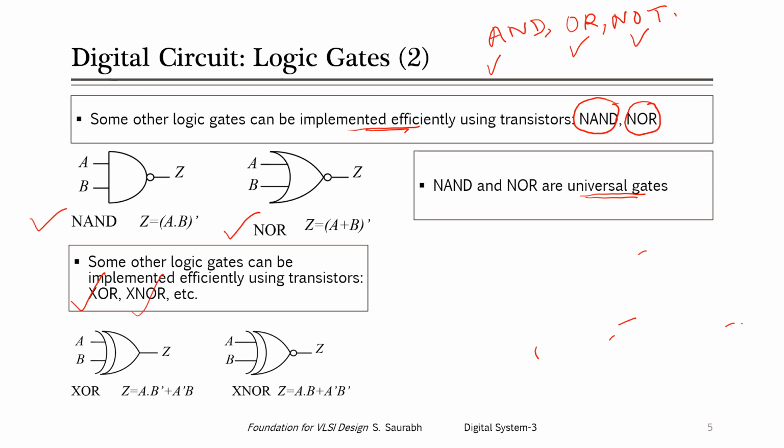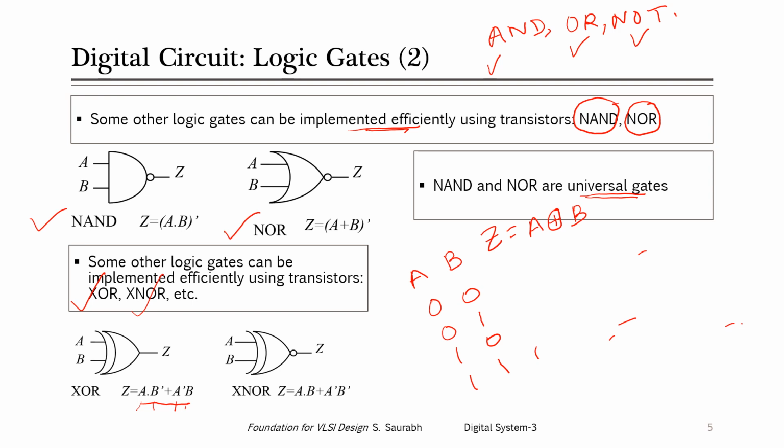There are four possibilities for A and B. And what will Z be equal to, that is A XOR B. This is the symbol for XOR. A XOR B, when both are 0, will be 0. Then for the next case, it will be 1, and for the other case, when one is 0 and the other is 1, it will be 1.